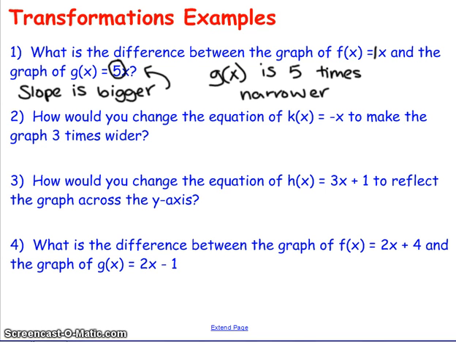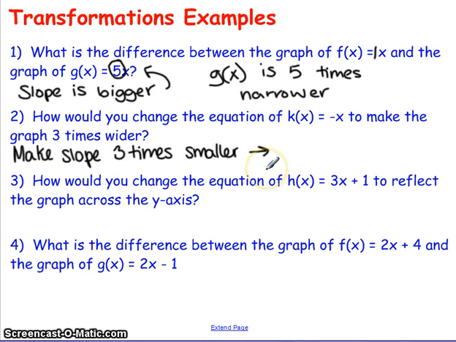My next question is, how would you change the equation of k of x equals negative x to make the graph 3 times wider? In order to do that, what you would need to do is make the slope 3 times smaller. And for this, you want to ignore the negative because we're only talking about absolute value. So to make the slope 3 times smaller, instead of saying negative x, we would say negative 1/3 x. That's a slope that's 3 times smaller, because smaller slopes make the graph wider.